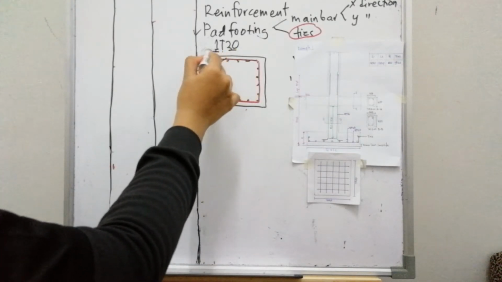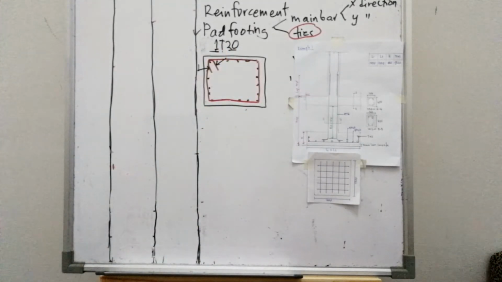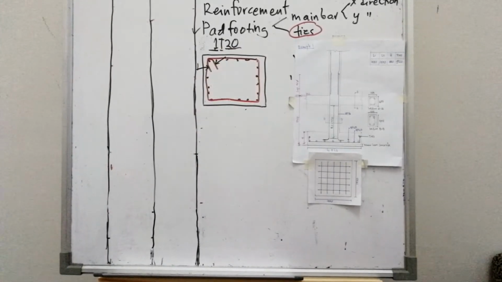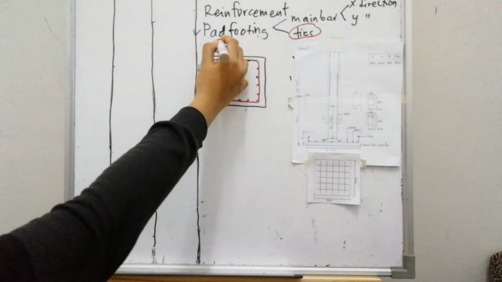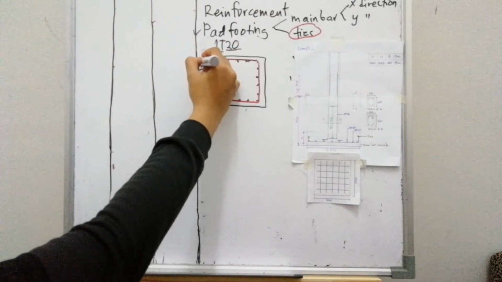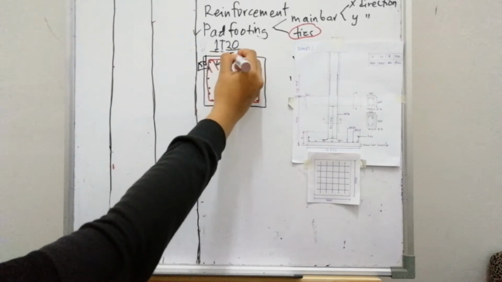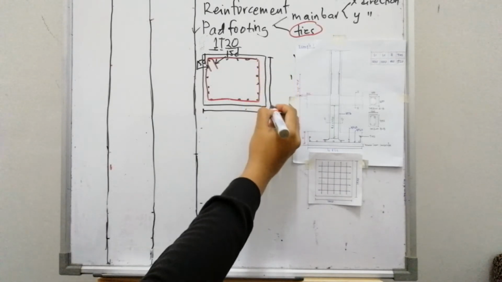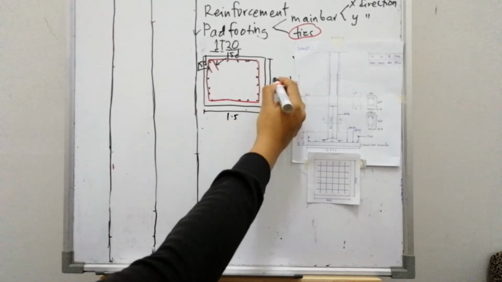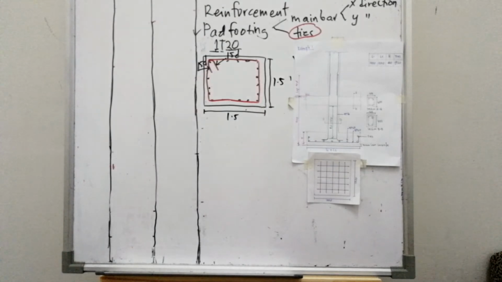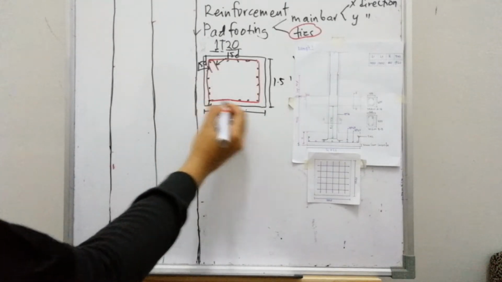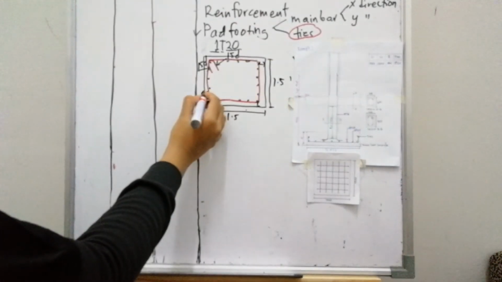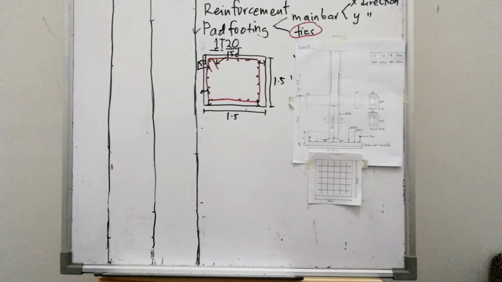1T20, which means there is one number of tie. The type of tie is T and the diameter of the tie is 20. Because the type is T, we use 15D, 15D here, 15D here. The size of the pad footing is 1.5, 1.5, 1.5. So there is a cover over here, cover, cover, cover. The value of the cover is 30 mm.